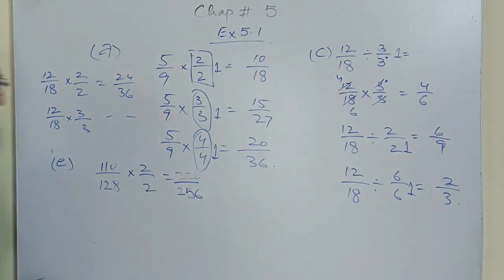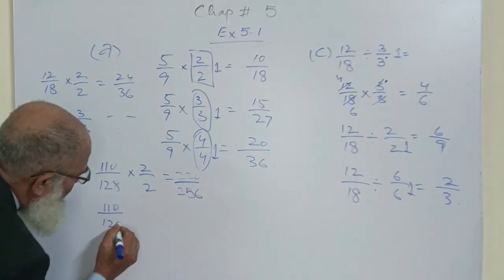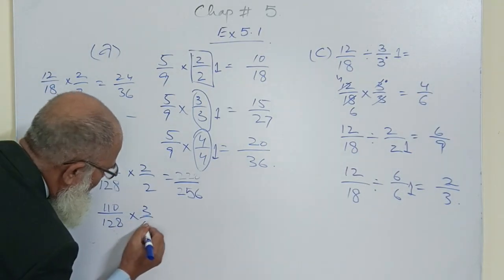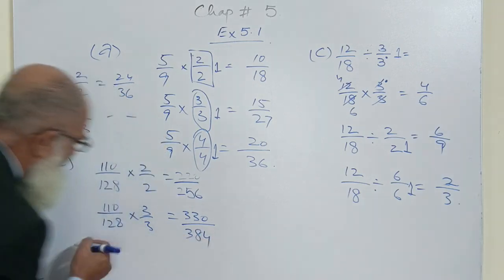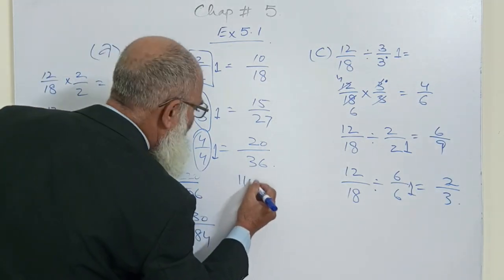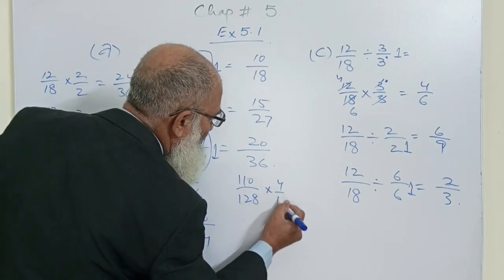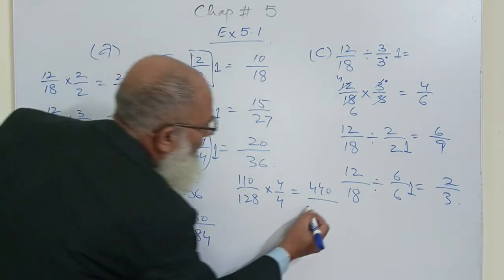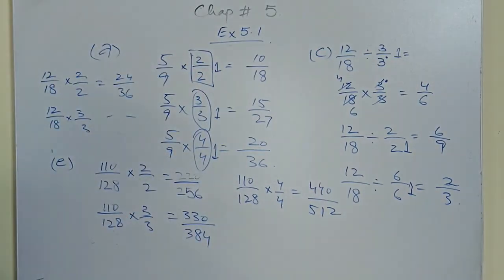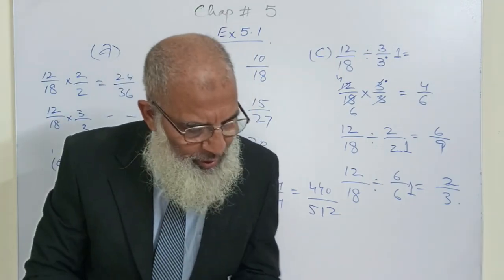what is meant by this and this. So for 3, you can also do it with 3. It will become 330 divided by 384, and similarly for 4, it is 440 divided by 512. Okay, so first question is completed. The rest of the two parts you can do by yourself.